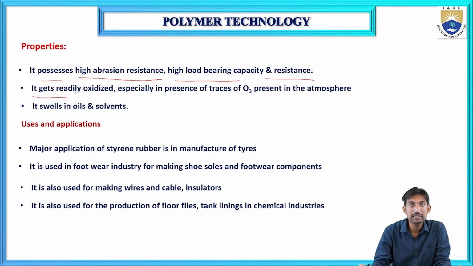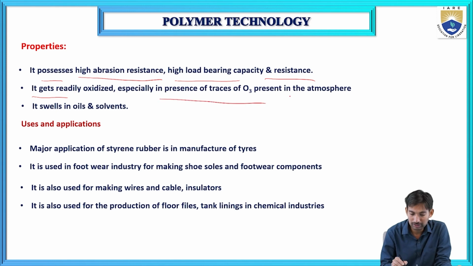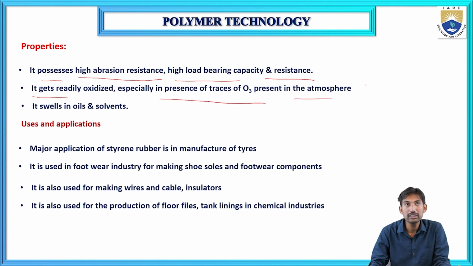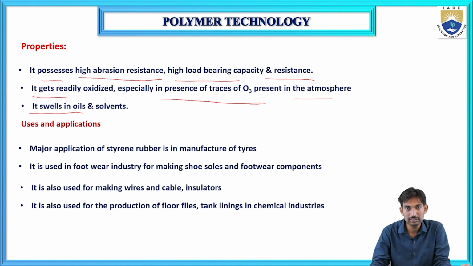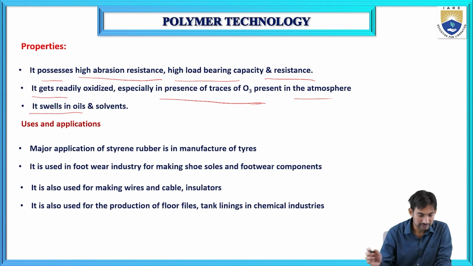It gets readily oxidized, especially in the presence of O3 present in the atmosphere. The Buna-S rubber undergoes oxidation in the presence of O3, or ozone. Even a trace amount of O3 will cause oxidation. It also swells in oils and solvents.